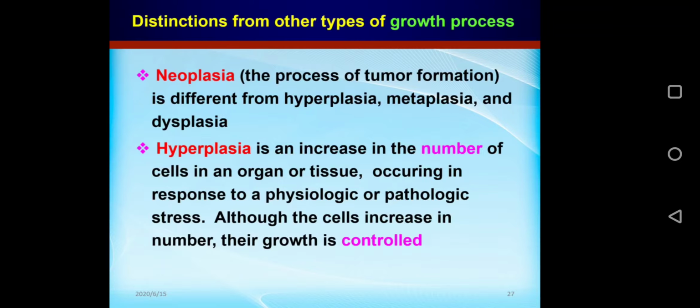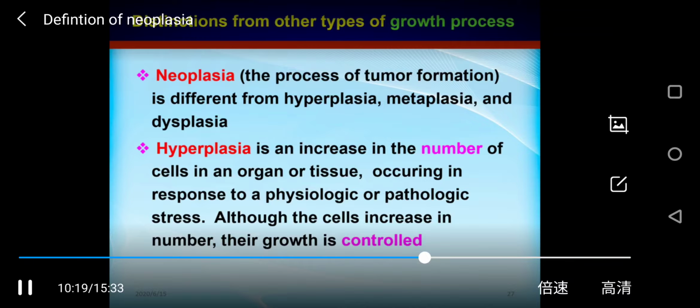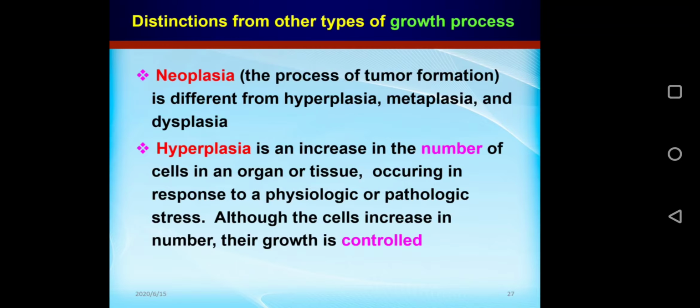Now let's learn the distinction from other types of growth processes. Neoplasia, the process of tumor formation, is different from hyperplasia, metaplasia, and dysplasia. Hyperplasia is an increase in the number of cells in an organ or tissue occurring in response to a physiological or pathologic stress. Although the cells increase in number, the growth is controlled. All these cells are normal and mature. So the very important feature is that the growth is controlled.